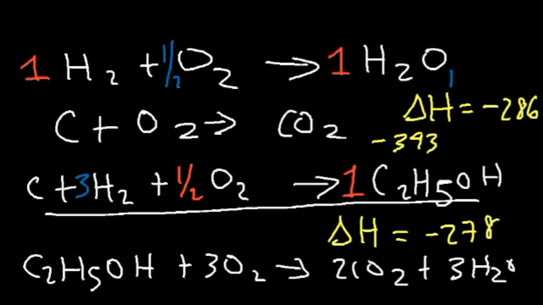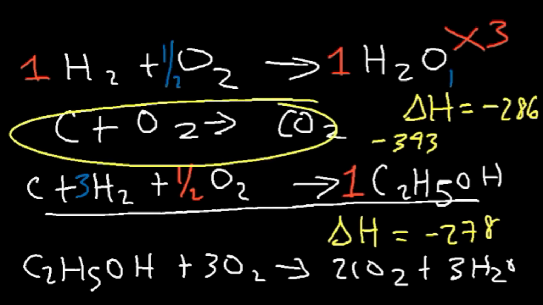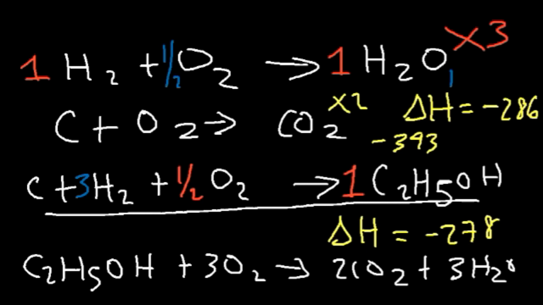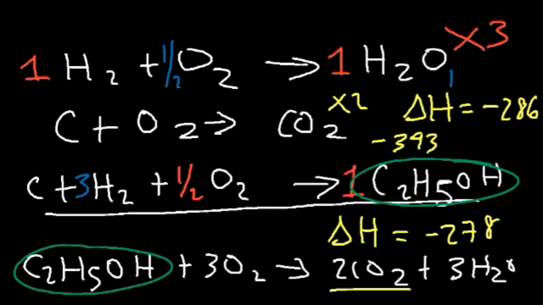So notice that we have three water molecules on the right side, so we are going to multiply this reaction by 3. We have two carbon dioxide molecules on the right side, so we are going to multiply this reaction by 2. Because carbon dioxide is on the right and ethanol is on the left side, we need to reverse the third reaction.